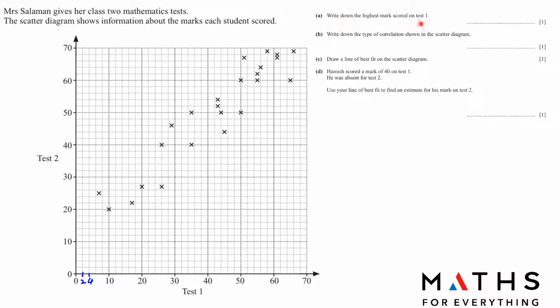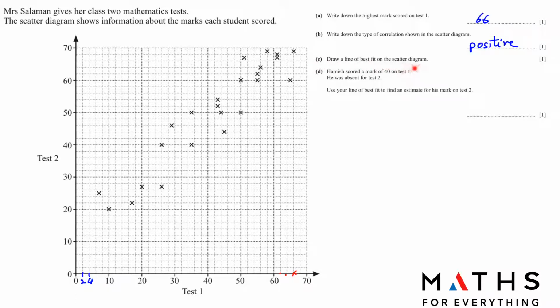Write down the highest mark scored on test 1. This is test 1. Let's go up and check. This is the highest mark. And you go down. It's in the third line. So 62, 64, 66 is the answer. Write down the type of correlation shown in the scatter diagram. As everything is going up, the correlation is going to be positive. So we write down positive.